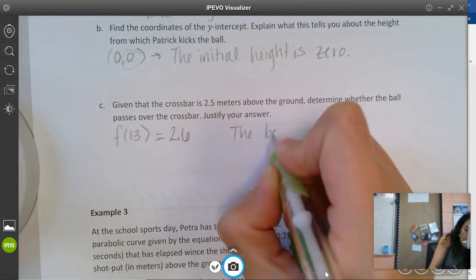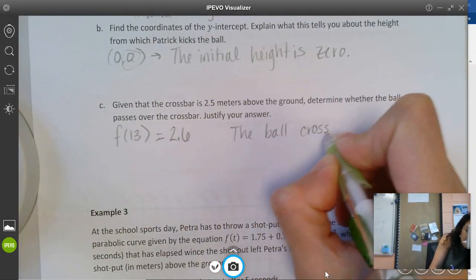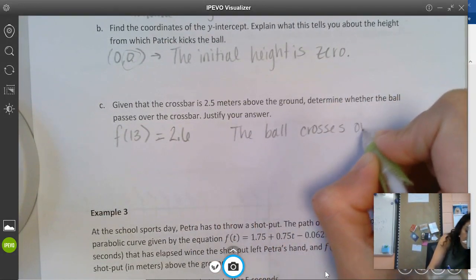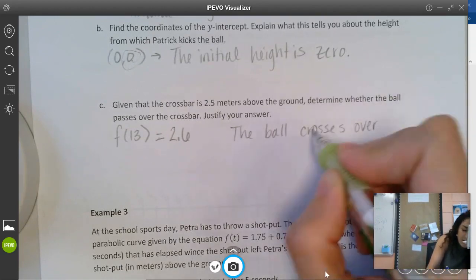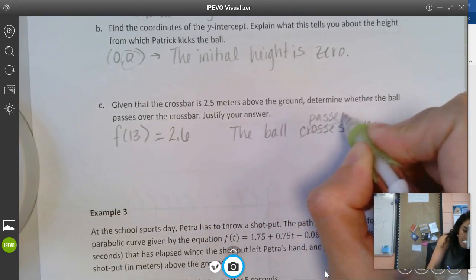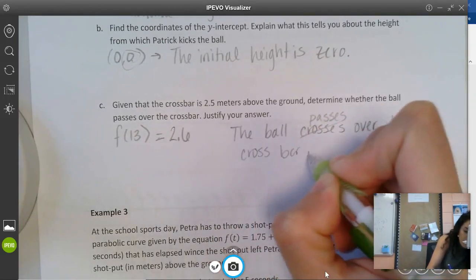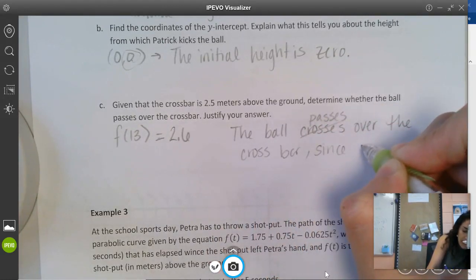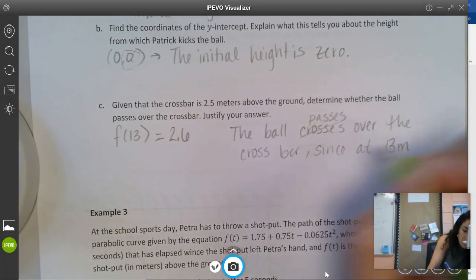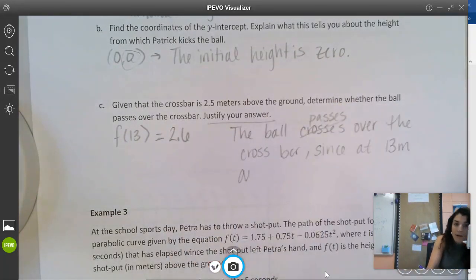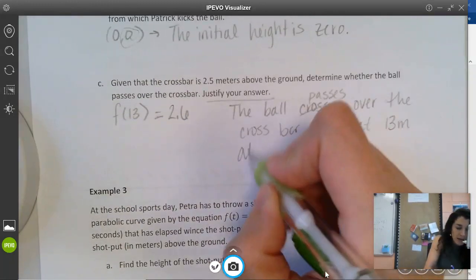The ball crosses over the crossbar, since at 13 meters away, because we need to justify, we need to say this is why.